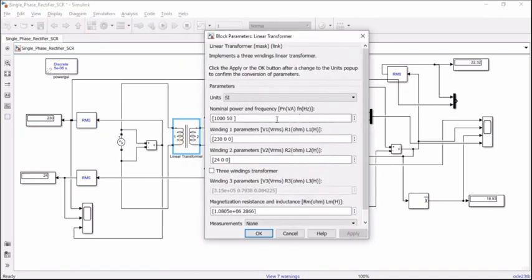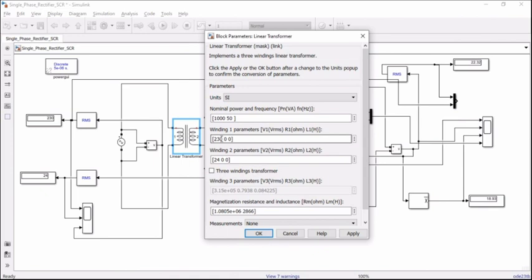Next is the linear transformer. The parameters can be selected like this. So for units, we need to have SI units, and this is the nominal power and frequency parameter. So we need to give two parameter values, power and frequency. For the power, for our application, we can give 1000 watts, and frequency can be set as 50 Hz. And since this is a single phase transformer, we need to give the two winding parameters. If there is a three phase transformer, we need to select this third winding parameter also.